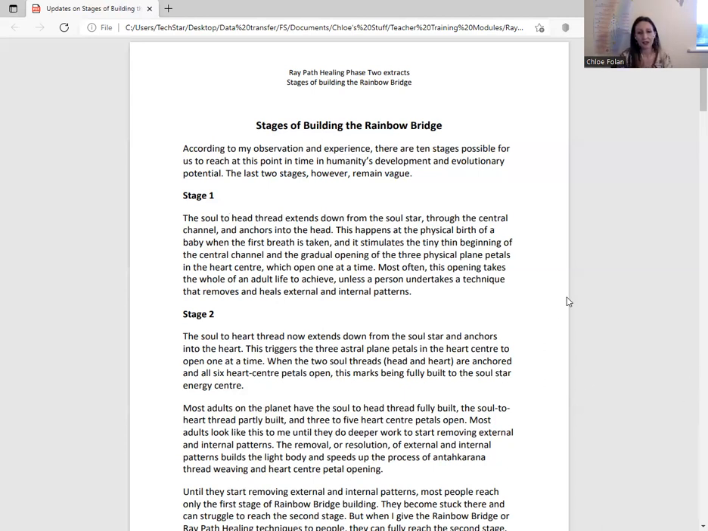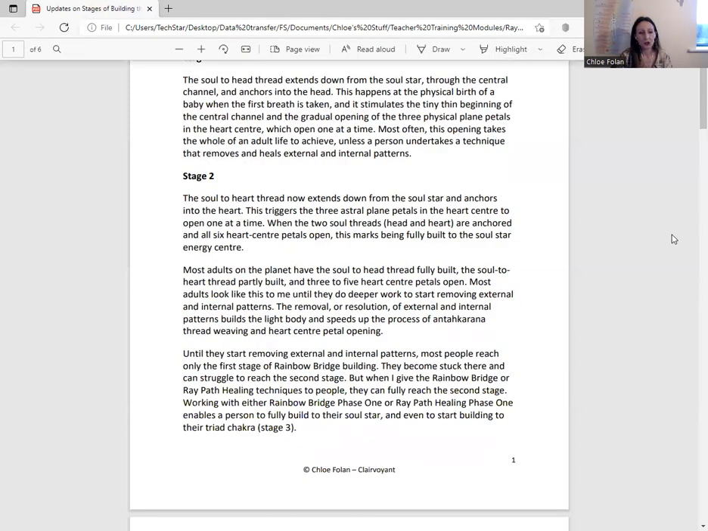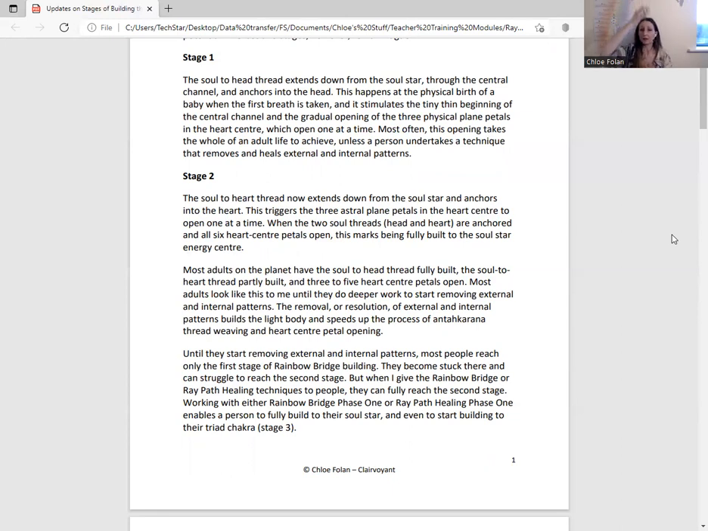So in other words, and it's said here in this document, by the time someone's a mature adult, they'll have the soul to head thread, 3 physical plane petals open, but then a little bit of the soul to heart thread and 1 to 2 astral plane petals open. So in other words, only around maybe 4 petals open, or maybe coming into 5 petals open in the heart chakra. And if no proper deep karmic clearing work is done, that is the condition someone stays in. That's the point it organically will stop at.